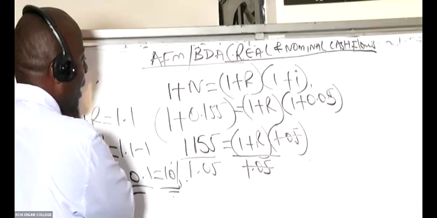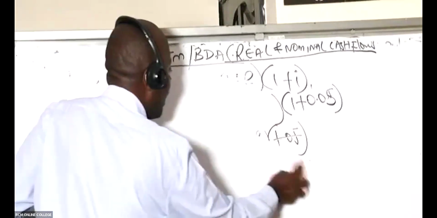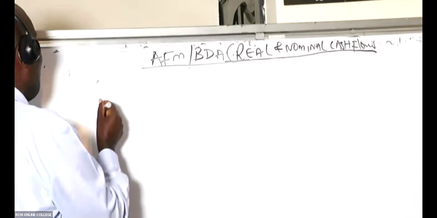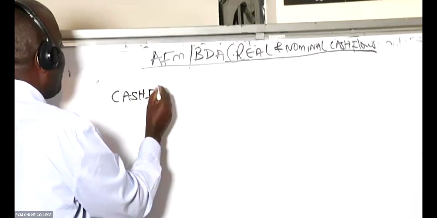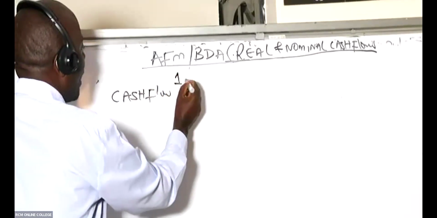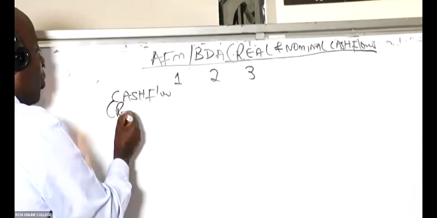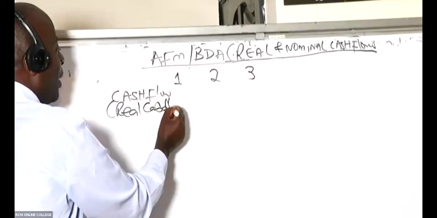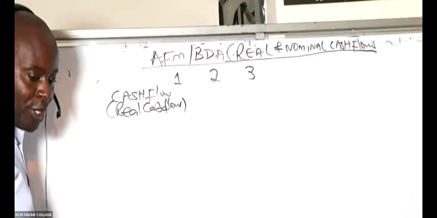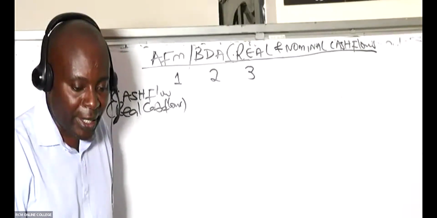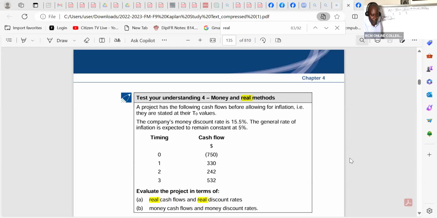So then, ladies and gentlemen, what I will do is come straight away here and put down my cash flow statement. So we have here years 1, 2, 3. Omit 0 for now. Give me the real cash flows, the ones without inflation. Year number 1, what do we have here? This is what we have.